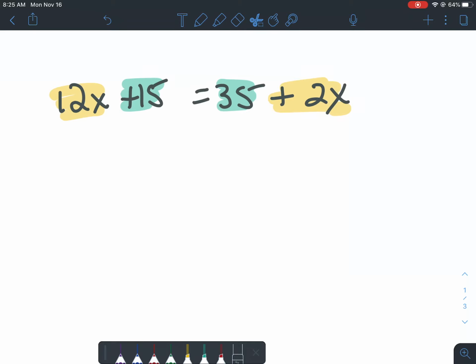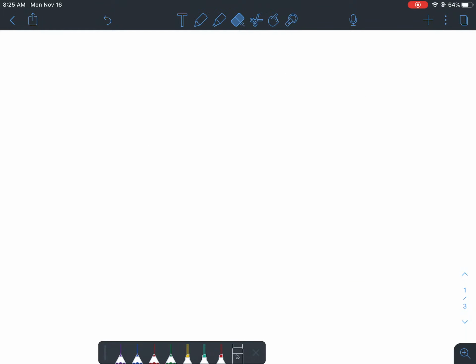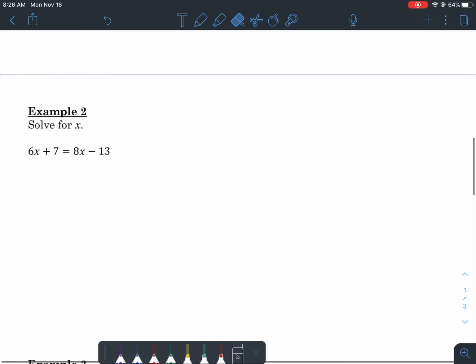So again, I could have moved 12x first. If I wanted to get rid of this on the left side, I would subtract and would go over here. Then I would have to move the 35. See how I always want the constants on one side and the variables on the other? To move things from side to side, you want to add or subtract. Let's do another example.